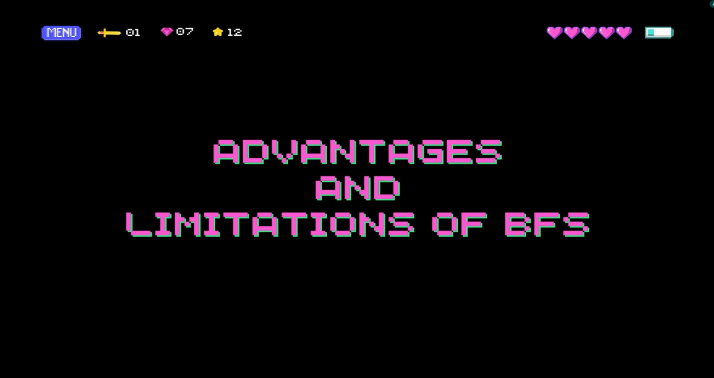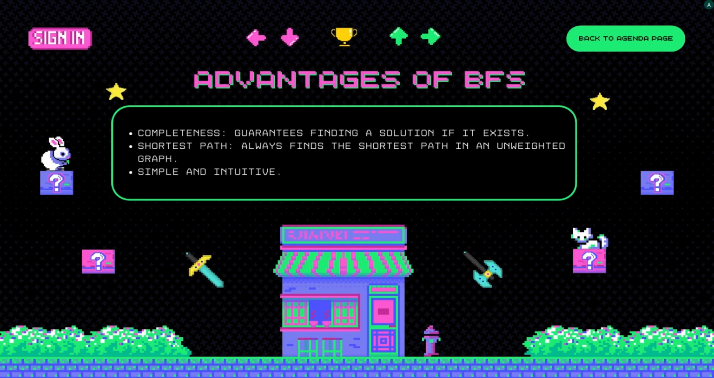Advantages and limitations of BFS. Now let's discuss the advantages. Completeness: BFS guarantees finding a solution if one exists. This makes it a reliable choice for exploring search spaces where a solution may not be immediately apparent. Shortest path: in unweighted graphs, BFS always finds the shortest path from the starting node to the target node. This property is crucial in many applications, such as network routing and navigation systems.